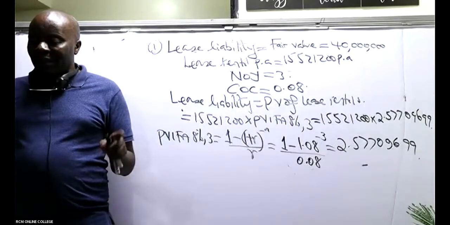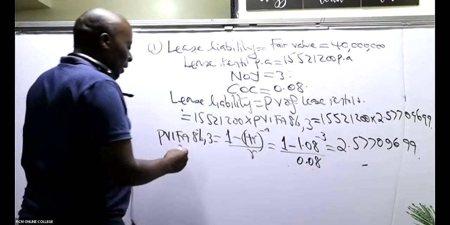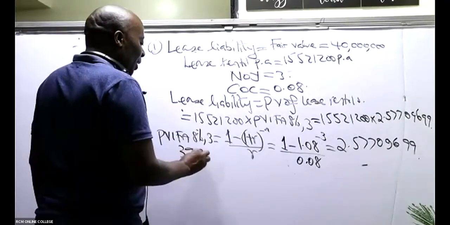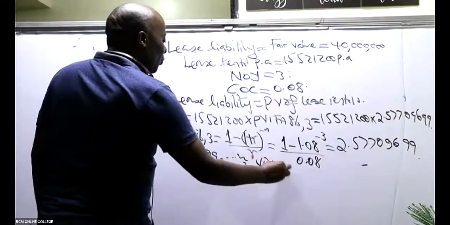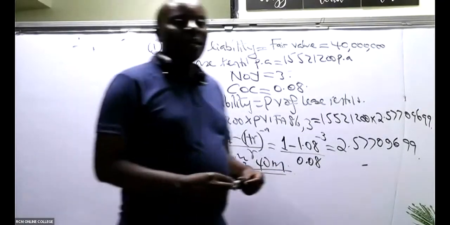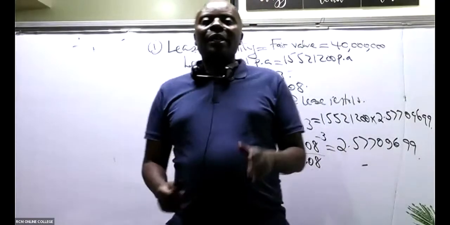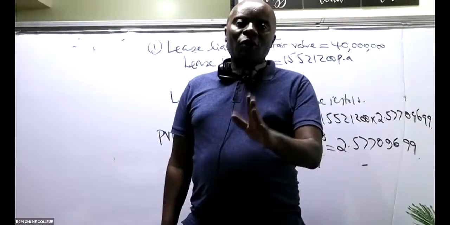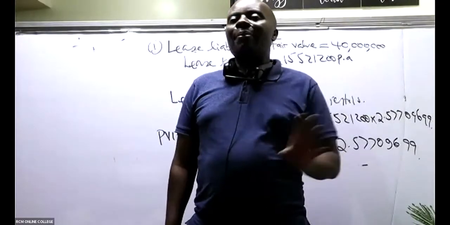So you're getting 39,900,000 and something like that. We shall assume that this is approximately 40 million, just to go hand in hand with what IFRS 16 tells us: that normally the fair value of an asset will be its lease liability, its total liability.